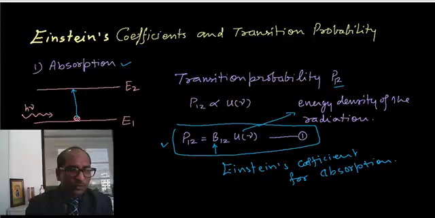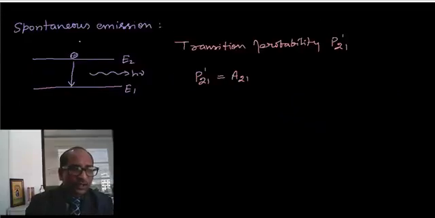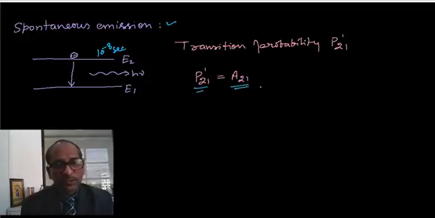So let us see the case of spontaneous emission. In the spontaneous emission process, excited atoms jump into the ground state after 10 raised to the power minus 8 seconds and emit a photon in a random direction. Those photons are not in phase, so the output is incoherent. The transition probability P21 prime is denoted in case of spontaneous emission, and this transition probability depends just on the Einstein coefficient of spontaneous emission.